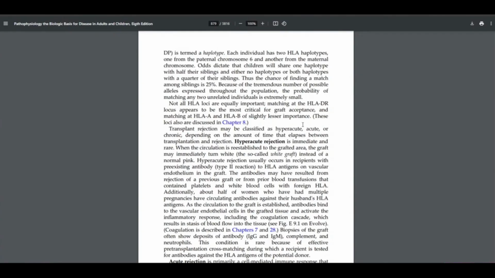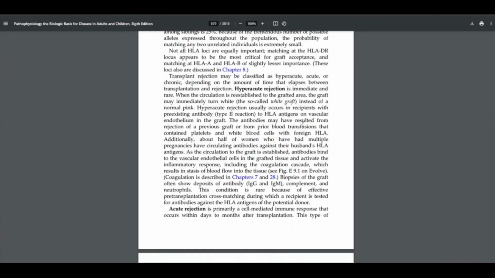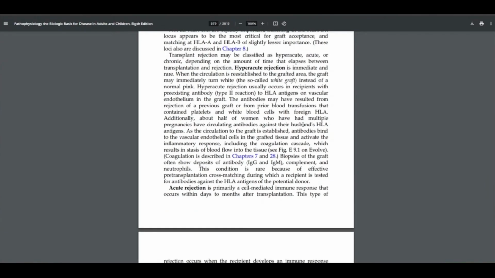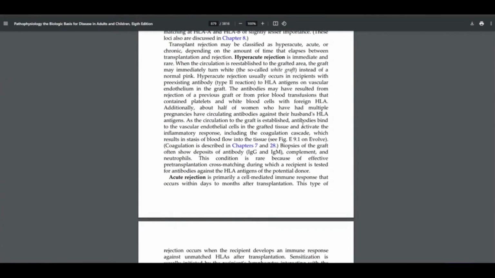Because of the tremendous number of possible alleles expressed throughout the population, the probability of matching any 2 unrelated individuals is extremely small. Not all HLA loci are equally important. Matching at the HLA-DR locus appears to be the most critical for graft acceptance, and matching the HLA-A and HLA-B is of slighter importance. Yeah, we discussed this in Chapter 8, definitely. So let's talk about transplant rejection.